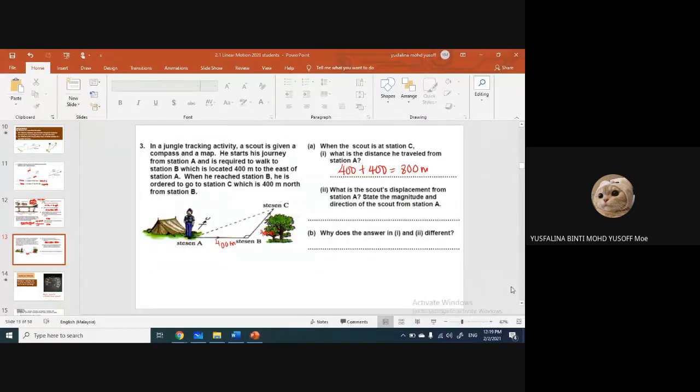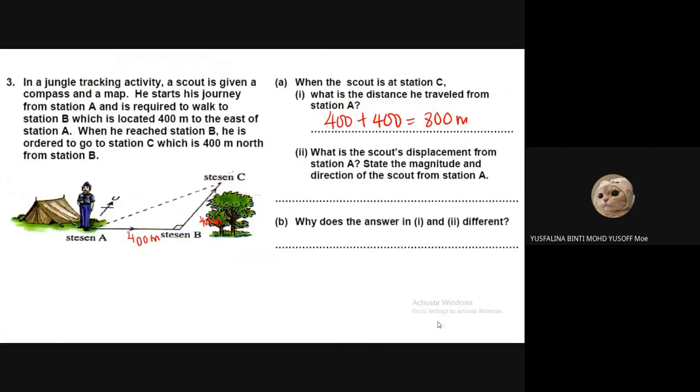I'll let you see the questions. Isaac, okay. So what is the answer for displacement? This one you have to use what? Theorem Pythagoras, right? So what is the value for AC? A, B, C. A is 400. Okay. So how do you want to find AC?